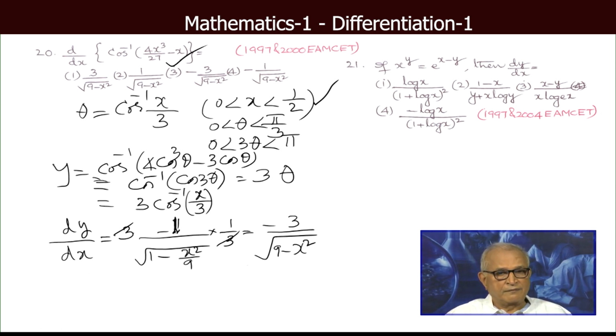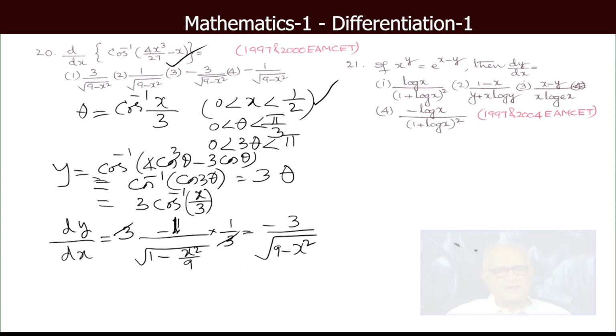Minus 3 by square root of 9 minus x square. Follow this? Then 21. If x power y equal to e power x minus y, this is called implicit differentiation. Here y is not given explicitly in terms of x. Y given as a function of x is explicit differentiation. This is the implicit differentiation. Y in terms of x is not given explicitly, but both x and y are connected by means of an equation like f of x, y equal to 0. This is called implicit differentiation.